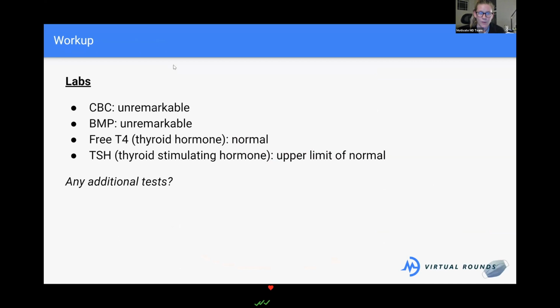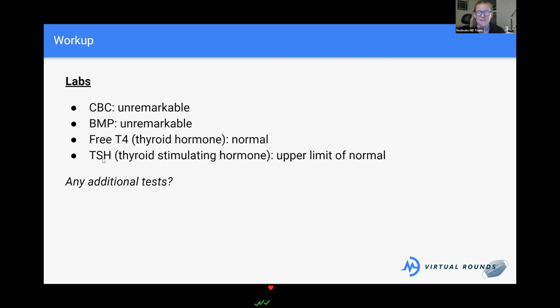So for our workup, generally a good jumping off point is to do things like a CBC, which is a complete blood count. That was unremarkable. Her BMP, or her basic metabolic panel, was also unremarkable. These are not very specific or sensitive for thyroid in general, but they can give you a good starting point, and they're also very easy to do and inexpensive. Her thyroid labs, which are free T4, which is thyroid hormone, and TSH, or thyroid stimulating hormone, are specific to the thyroid. And as you'll notice, they're actually normal.